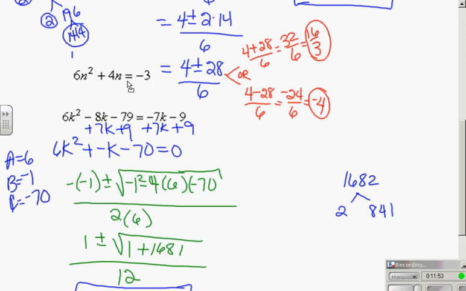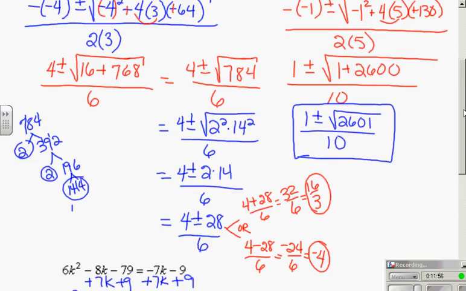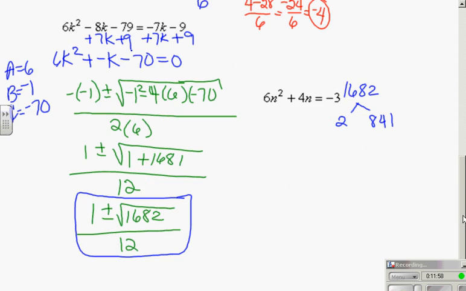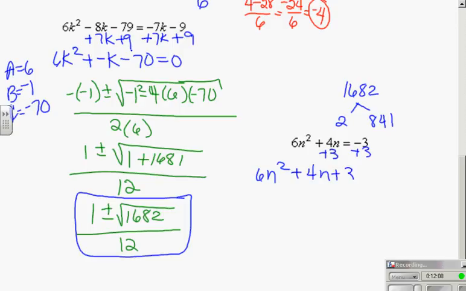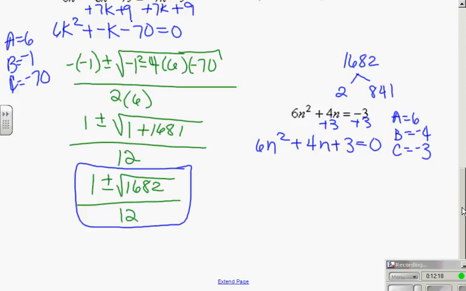We have time. We can work one more example that might be a little easier. This one, we just need to add 3 to both sides. So I have 6n squared plus 4n plus 3 equals 0. So a is 6, b is negative 4, c is negative 3.